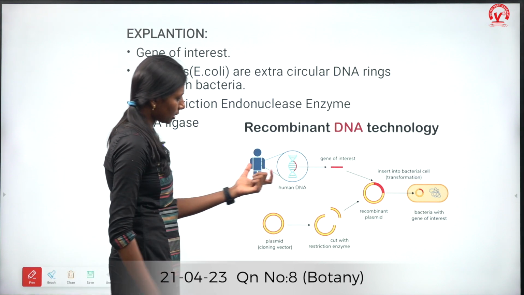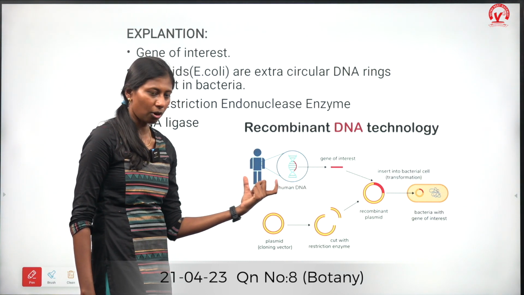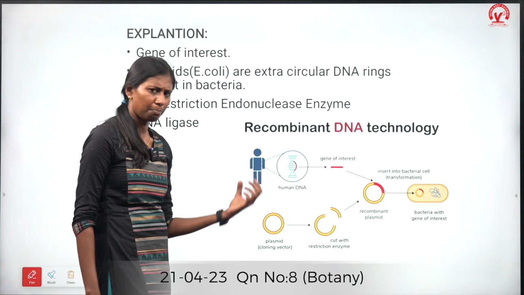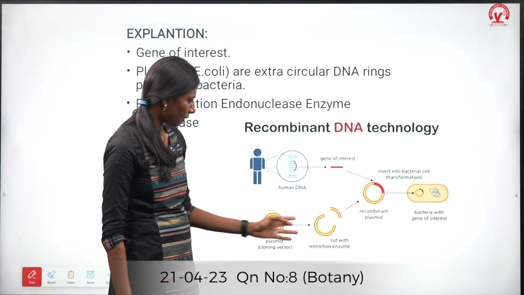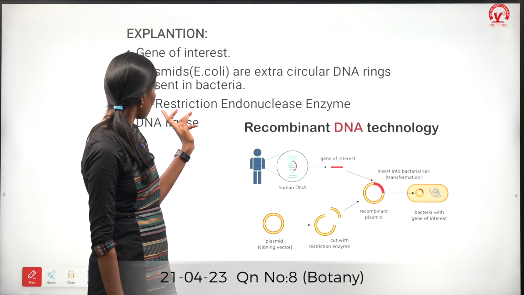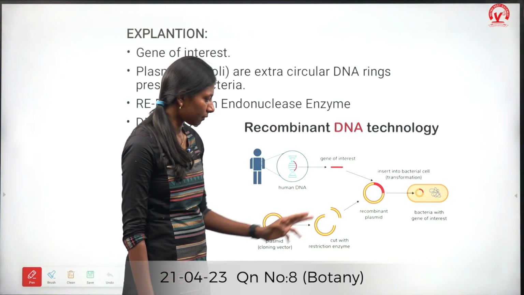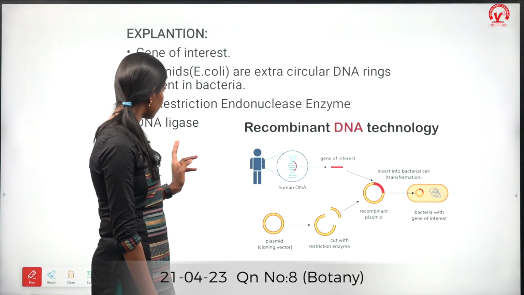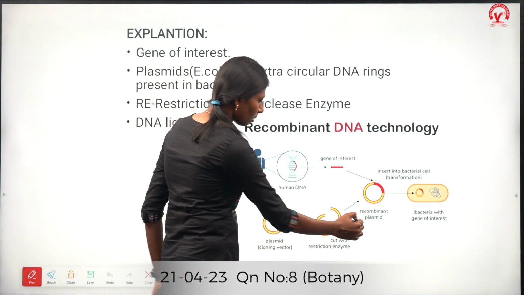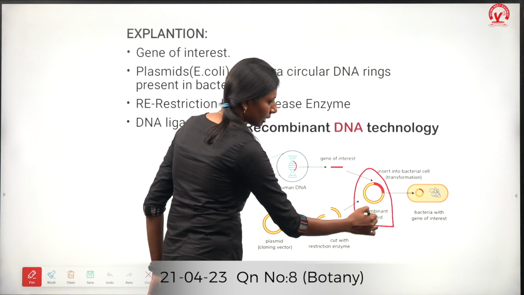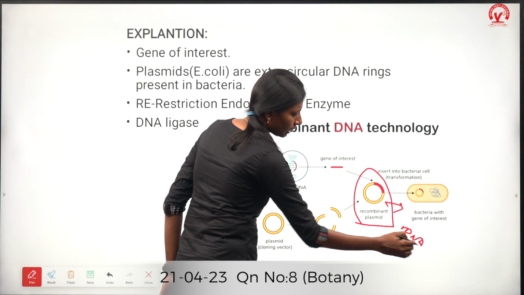First, we have to extract the gene of interest from the desired foreign DNA. It can be a man, plant, animal, whatever it may be. After that, we have to use the restriction endonuclease enzyme to cut the portion of the DNAs. After that, we have to connect it with the plasmids, and the result will be rDNA, recombinant DNA.